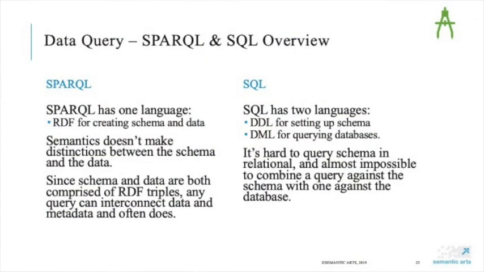Looking between the two query languages, SPARQL has one language, RDF. SQL has two. Semantics doesn't make a distinction between the data and the schema. You can query the schema and the data, and you can combine queries that go across both. This is very powerful. You can't do that in the SQL world, at least I don't know how to do that. Maybe this guy in the back does. No, I don't.